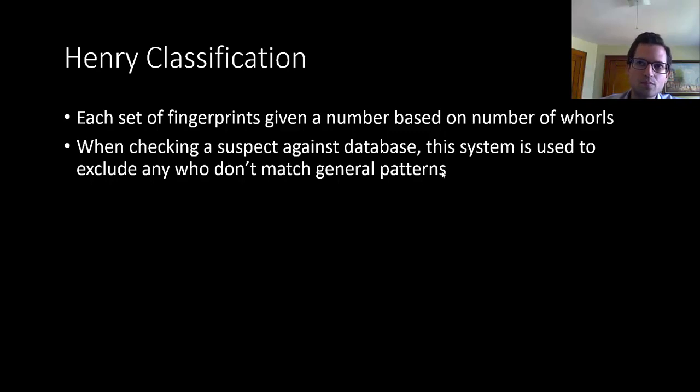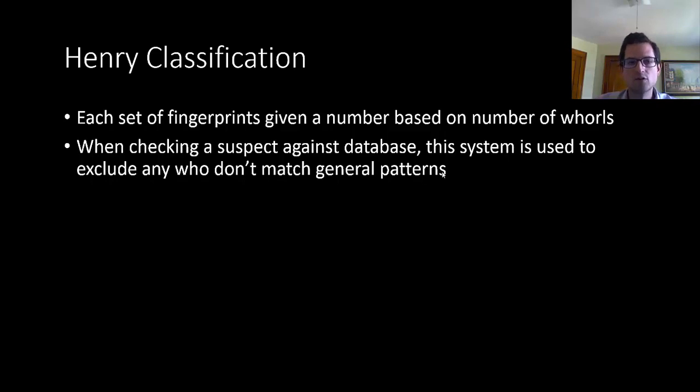So what we do is we take this primary classification that just tells you basically how many fingers have whorls and which fingers they are, and then you can check that against the database, and then you can exclude anyone who doesn't have those general patterns. Because we know that if I have a whorl on my left middle finger and the person you're checking me against doesn't, then you don't need to go any further. You know that person isn't me.